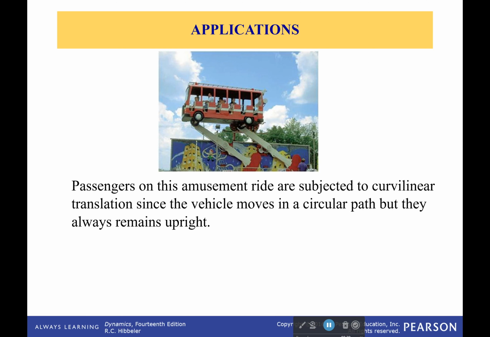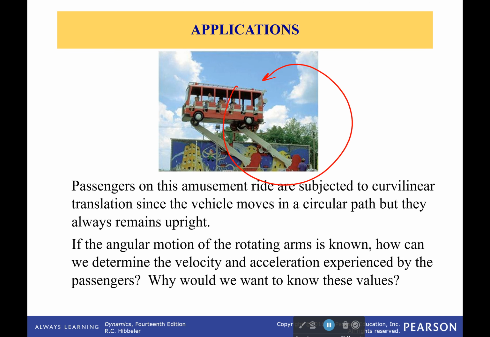First off, on this amusement park ride, all of these passengers are subjected to curvilinear translation because it's moving in a circular path. But they always remain upright, thankfully, because there's no seatbelts. Now, if you know the angular motion of these arms right here, could we determine the velocity and acceleration that all of these people experience? And why would we want to know those values? Well, probably to keep them from dying. Too much acceleration is a bad thing, everybody.